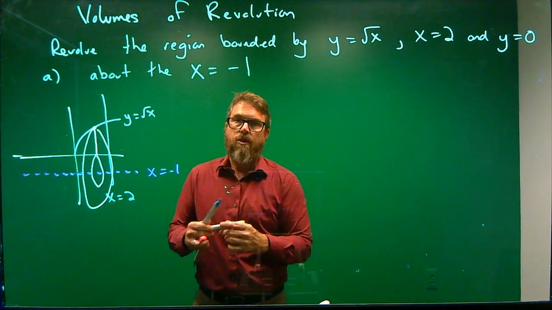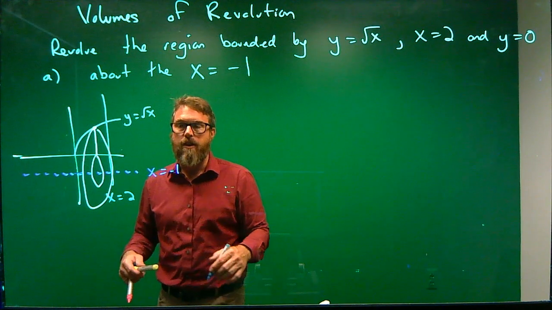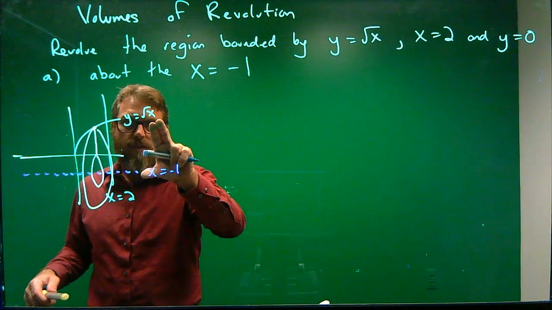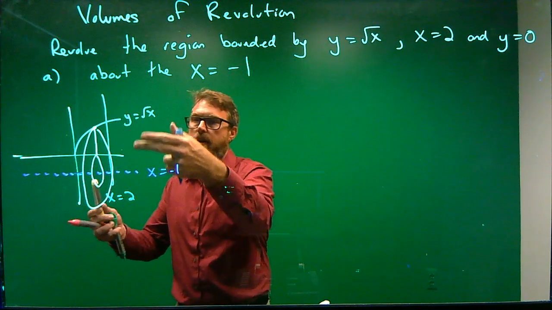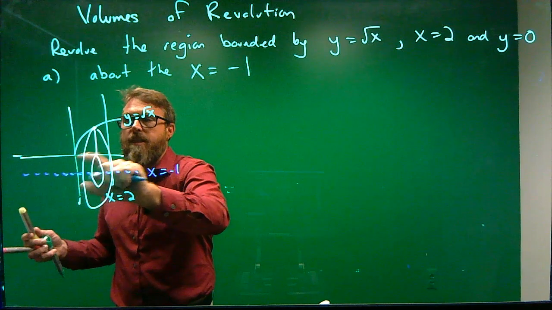Now, we call this the washer method, which is nothing more than an extension of our disk method, because this looks more like a washer than a disk. So I'm going to be adding up all these washers. It's going to look like a hollow football where the tip is going to be missing.